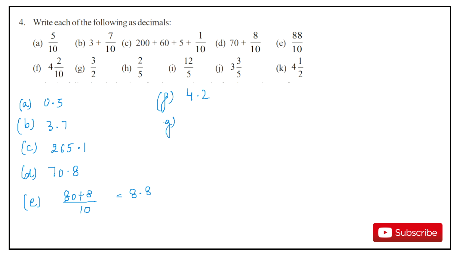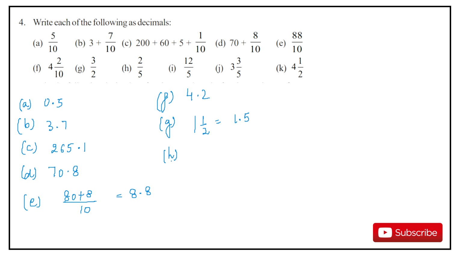G part, 3 upon 2. How will we write 3 upon 2, class? It's 1 and 1 by 2, which can be written as 1.5. 1 by 2 we can write as half, 0.5.